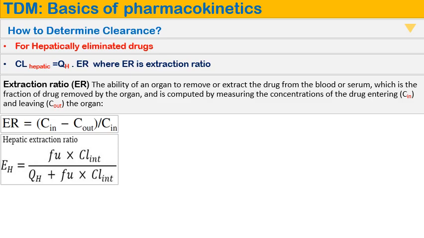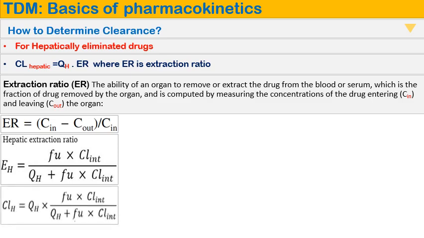For the hepatic extraction ratio, it depends on two factors: the fraction unbound of the drug, since only free drug can be metabolized, and the intrinsic clearance, which is the enzymatic activity. This is the extraction ratio for the liver. Okay, the first is the general equation for the extraction ratio for any organ. So when we substitute the extraction ratio by its equivalent, clearance hepatic equals QH, the blood flow, multiplied by the extraction ratio in this organ.